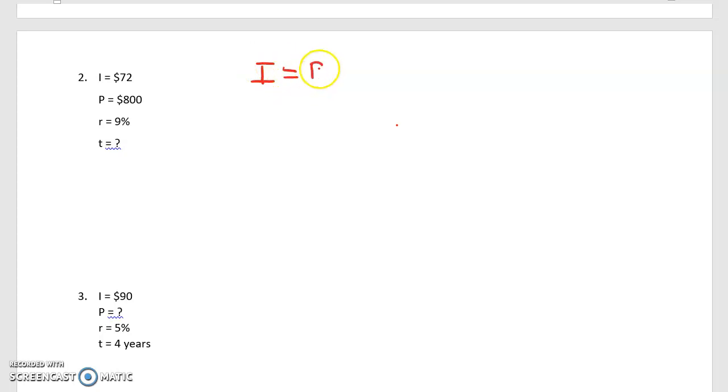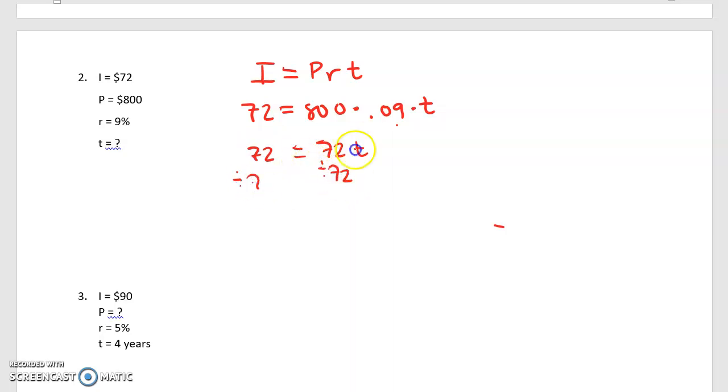So we do I equals PRT. We substitute 72 in for I, 800 in for P, 0.09 in for R, and T in for time. We're leaving that as T as a variable. Again, we're going to do an inverse operation, but before we do that, we want to simplify our multiplication by multiplying 800 times 0.09, which is 72. So we get 72 equals 72T. If we divide both sides by 72, that gives us 1 equals time. So the time is 1 year.